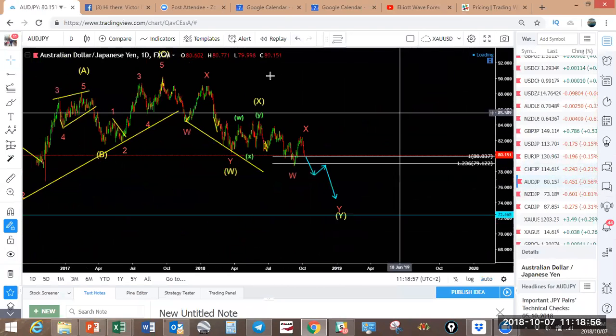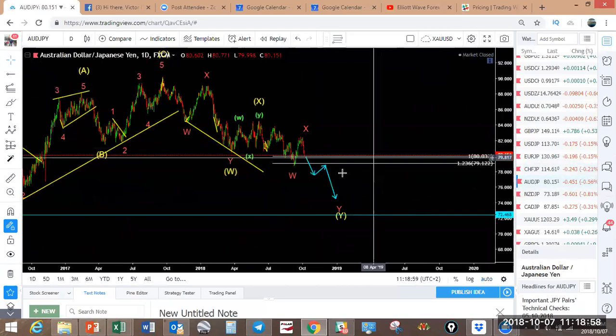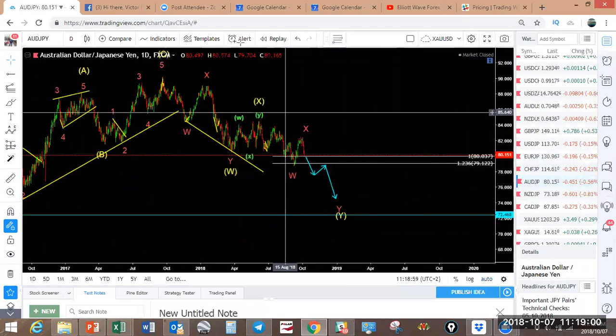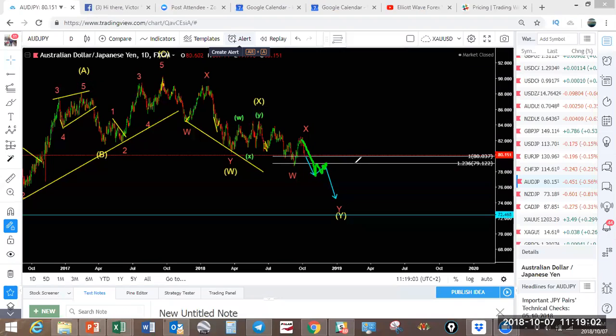AUDJPY, we are looking to get the green there. We're looking to get this green degree downside to complete this move before we push higher. So AUD is still very bearish. You can see even with AUD yen, we're still looking for downside. To AUD US dollar, we're still looking for downside. So the correlation is intact in terms of the structure as well.